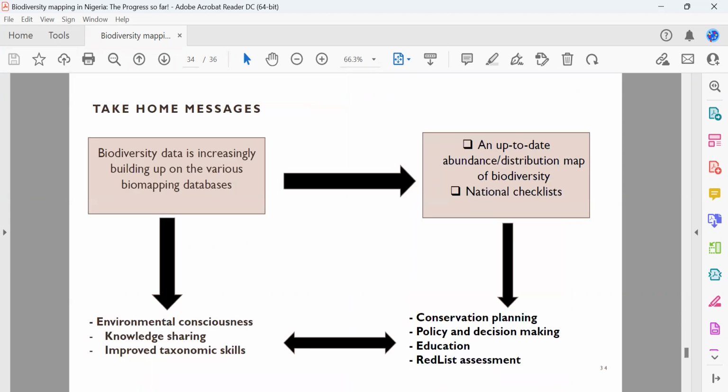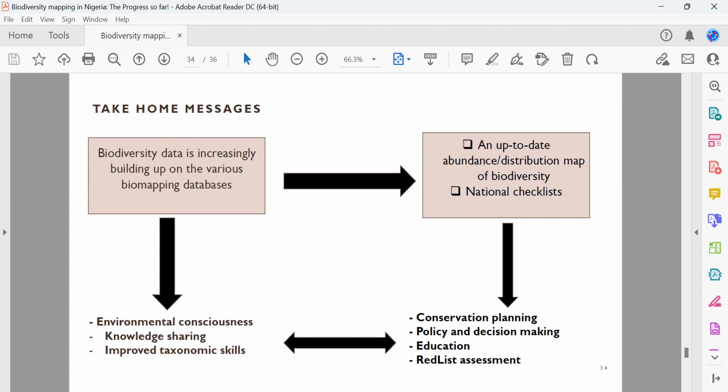So what are the common messages today? Biodiversity data is increasingly building up on the various biomapping databases we have seen, iNaturalist and Virtual Museum, and this is creating an up-to-date abundance and distribution map of biodiversity. And over time, we can generate a national checklist for Nigeria. And as we do that, we are creating environmental consciousness, knowledge sharing, and also improving taxonomic skills.